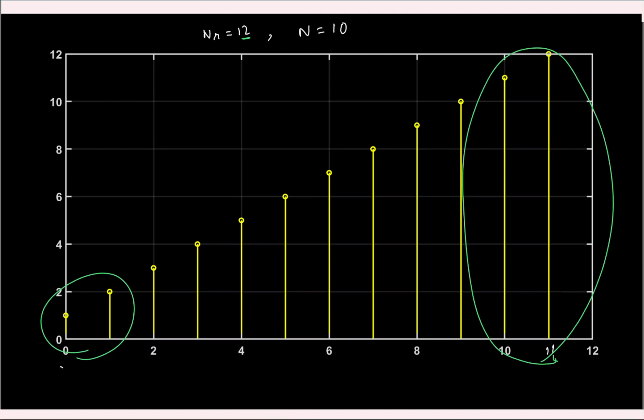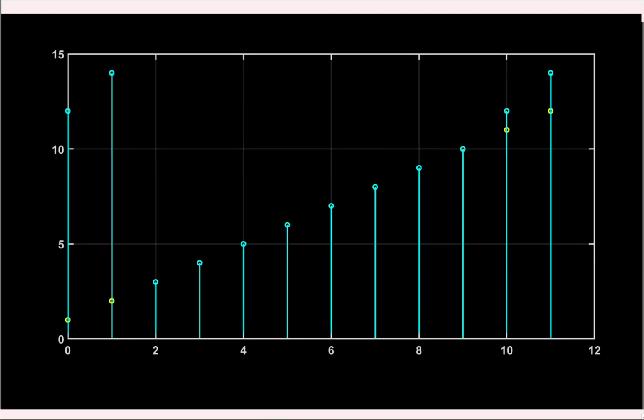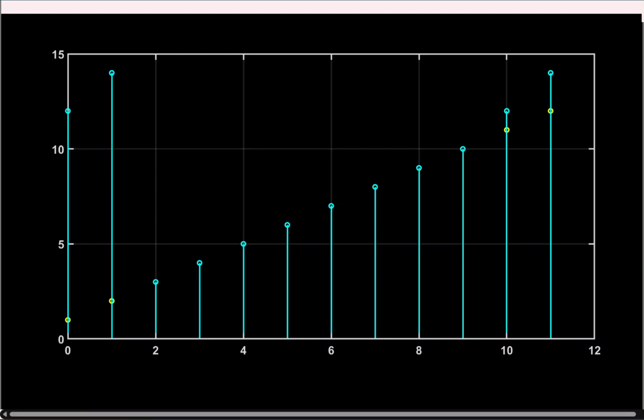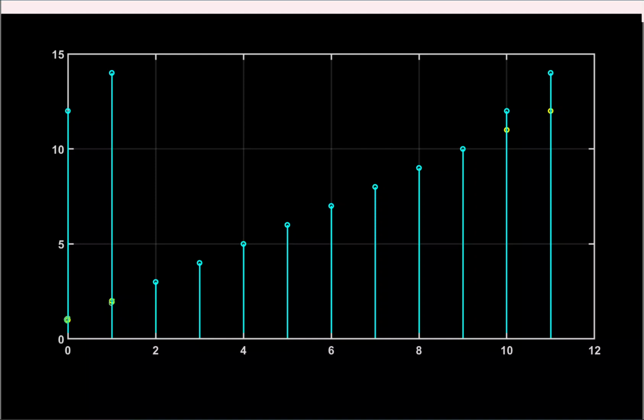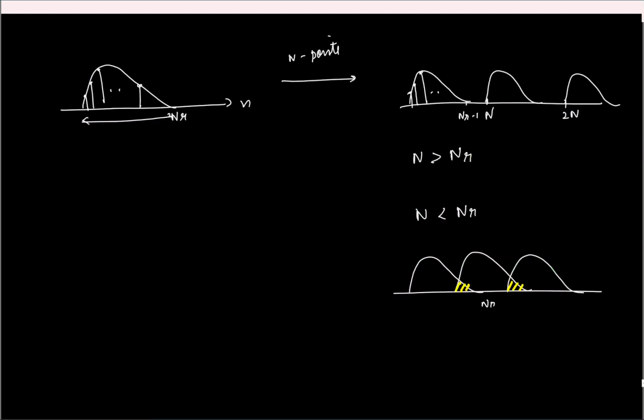And that's exactly what you get here. You see that the blue ones are the reconstructed sequence, and the yellow ones are the original signal. The first 2 and the last 2 are corrupted. Okay. So what is the conclusion? How should I choose n and nr?